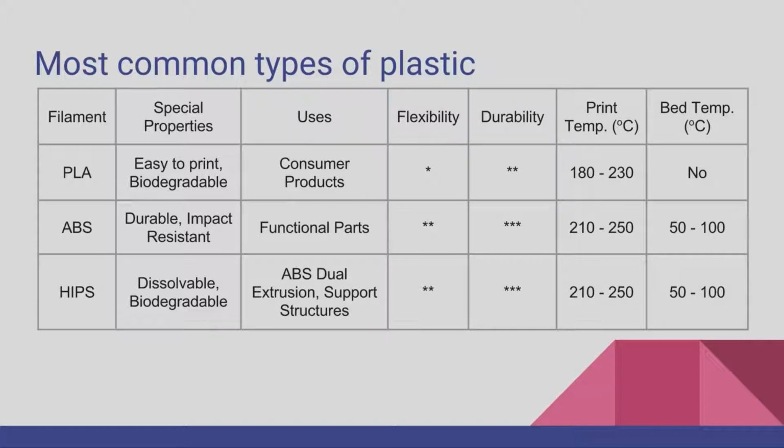So the most common types of plastics, like I said, were PLA, ABS, and HIPS. Now there are many more than that, but those are three common ones. As you can see from the PLA, we don't need a bed temperature. For the ABS and HIPS, we need 50 to 100 degrees Celsius.